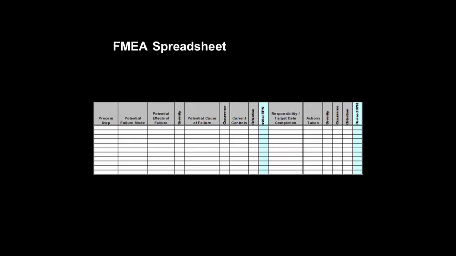All FMEAs operate on a spreadsheet that looks like this, which you fill out going from left to right. If we were doing an FMEA for a process, we would start by listing the steps in the process. Each of those steps could fail in multiple ways, so we list the different failure modes along with the effects those failures would have on a user. We go on to list the potential causes for failures along with any controls that we might have to detect or prevent a failure.